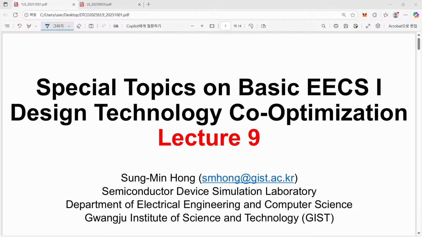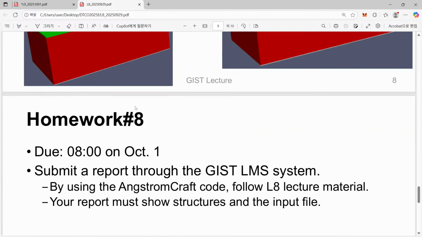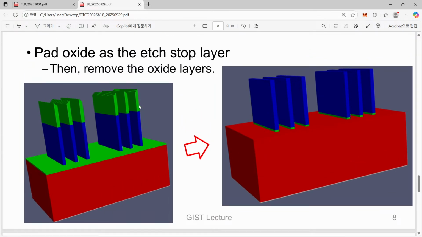Okay, so this is lecture 9, and let's go to the last slide of our lecture 8. Lecture 8 was interrupted due to a computer problem, but fortunately we have covered all of the contents we had planned at that time, so it's just okay to stop there. And now we continue our discussion on how we can proceed to fabricate the FinFET in our virtual environment.